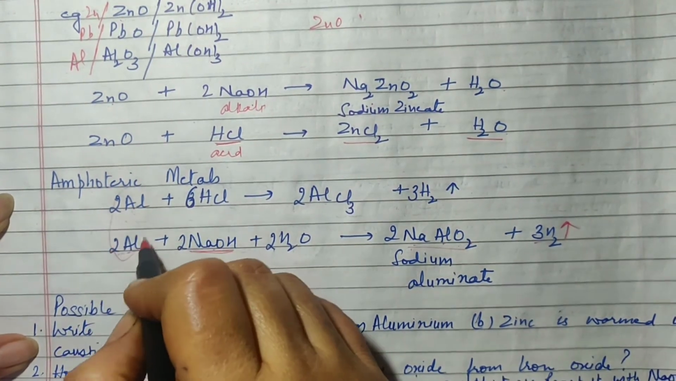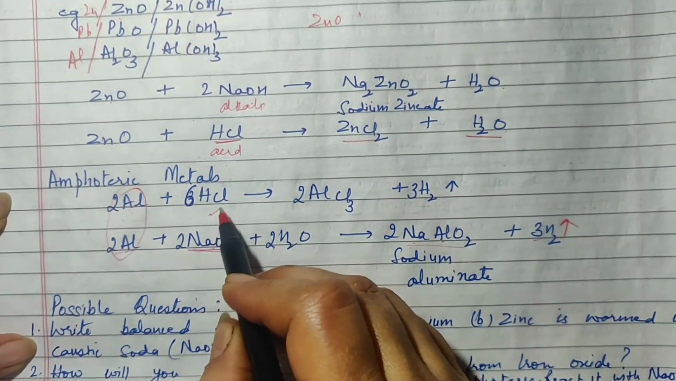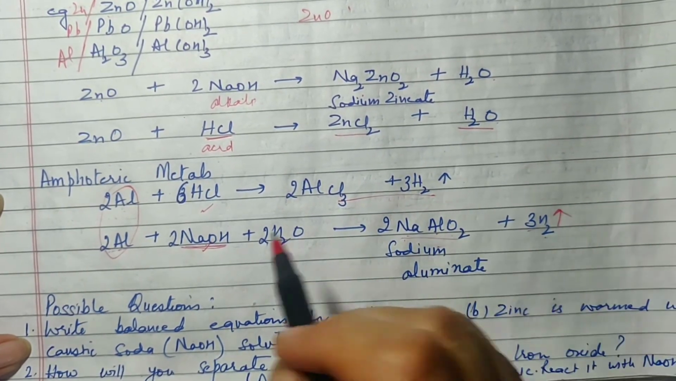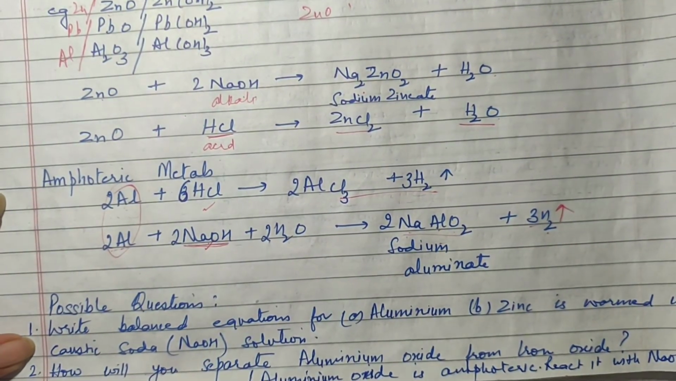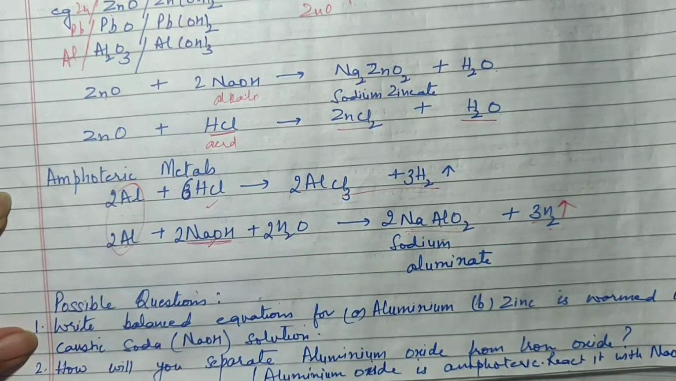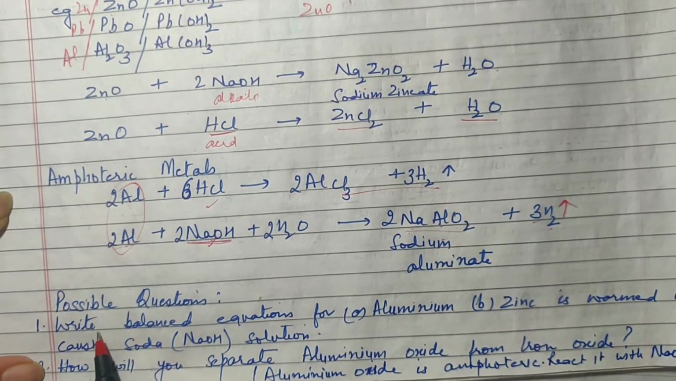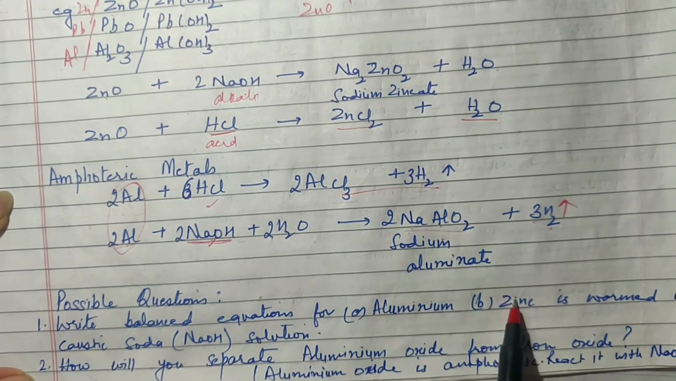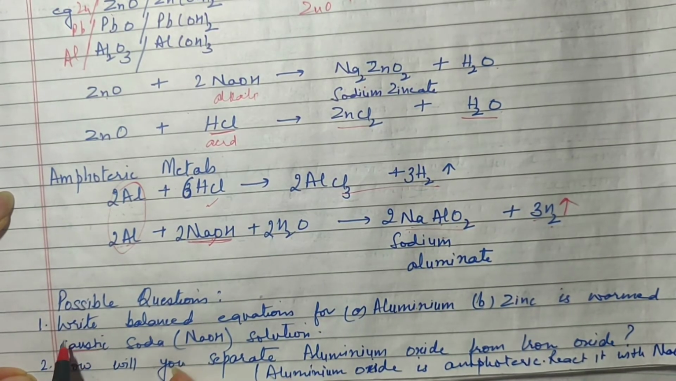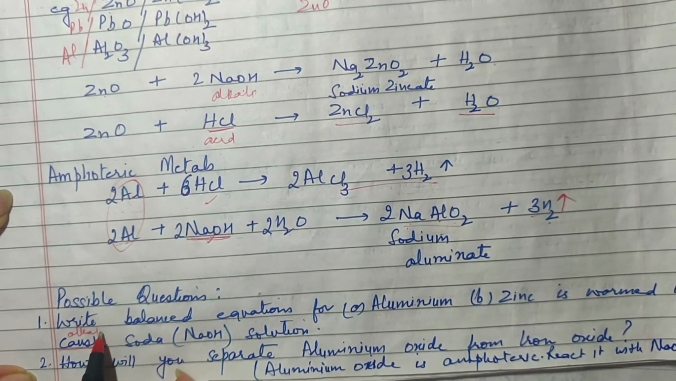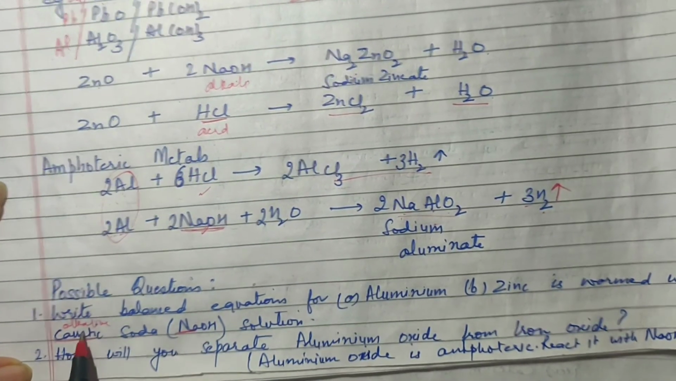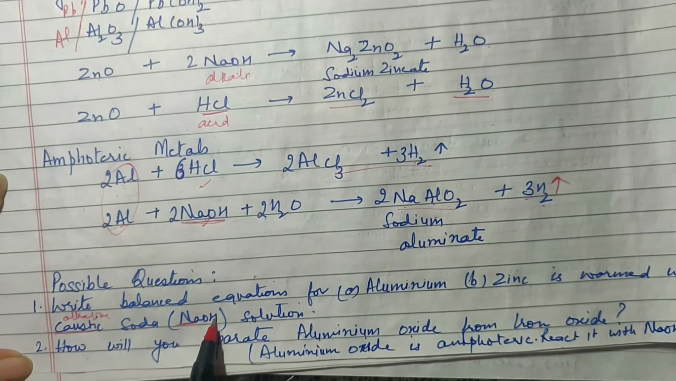So this is a metal because it can react with an acid as well as with an alkali to give salt and hydrogen or salt and water. That is why these are known as either amphoteric metals or amphoteric oxides or amphoteric hydroxides. What are the possible questions? Write a balanced equation for aluminium or zinc when it is warmed with caustic soda. Caustic refers to basically alkaline. This is a common name of sodium hydroxide. Soda refers to Na. So caustic soda means sodium hydroxide.